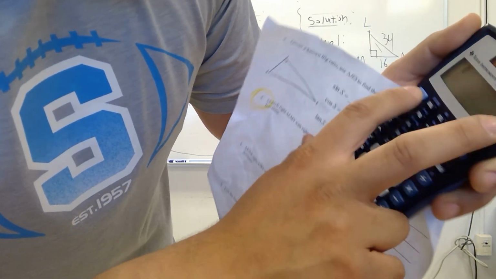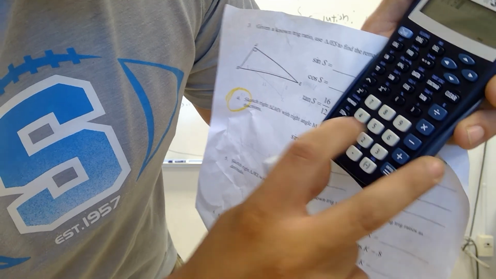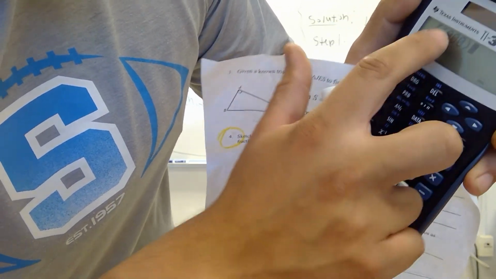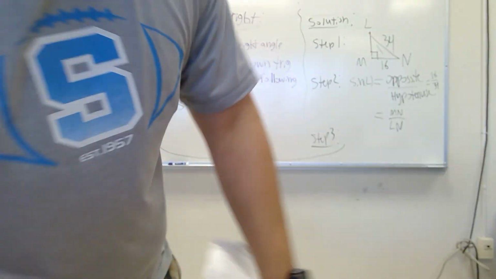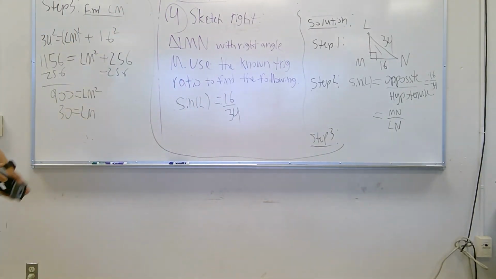Look, if you don't know how to do square roots on a calculator, press second, then the square root key right there. Put 900 here. Don't forget the parentheses. I don't know if y'all can see that. And then we're going to get 30, like I said, because everybody knows the square root of 900. So LM is 30.